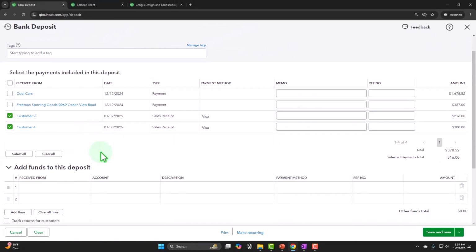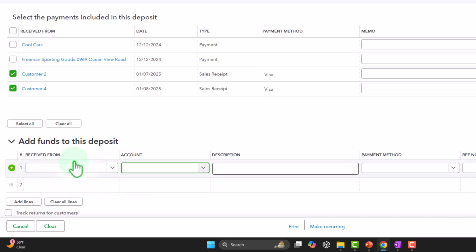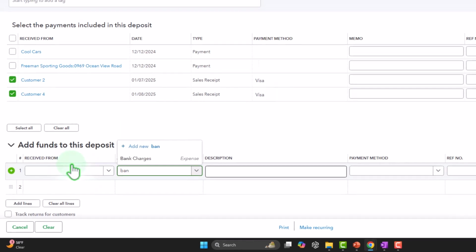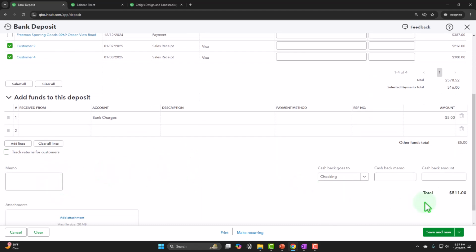Let's imagine that they charged us again $5. So we're going to say they charged us $5 from the credit card company to process the deposit into our checking account. So that means that we would put this to, let's see, bank service charges or something, bank charges. And let's just say that was negative $5. So that means that we have 511 going into the bank.